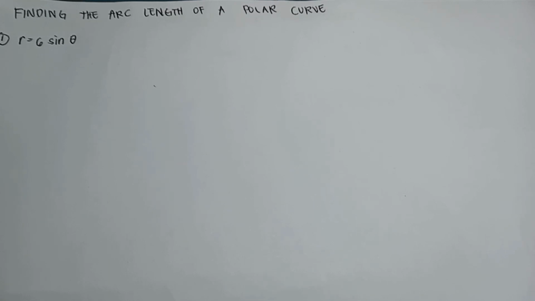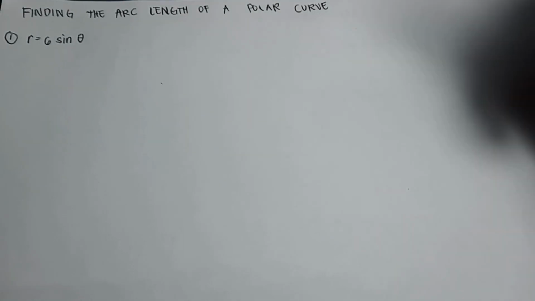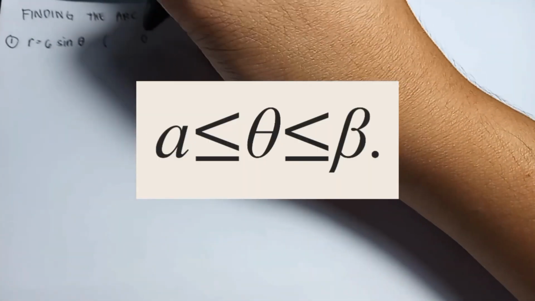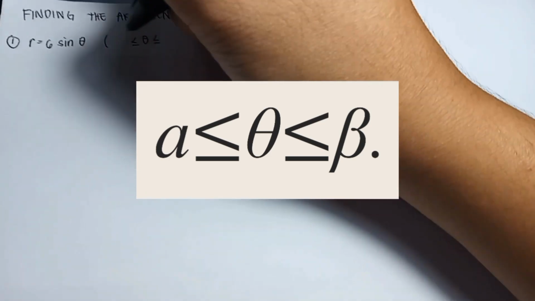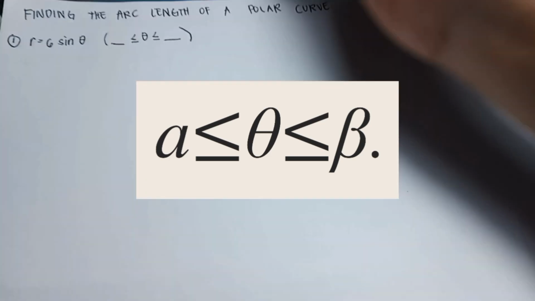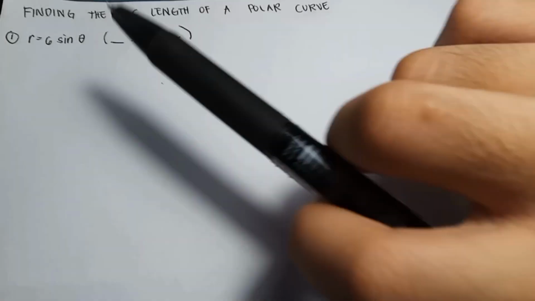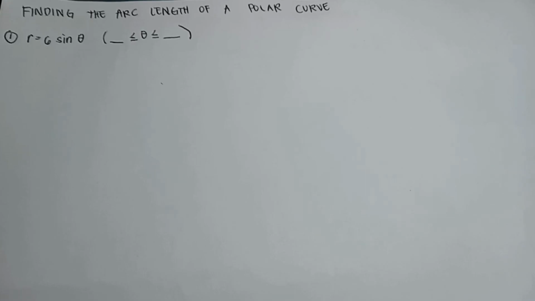Let's say we are trying to find the arc length of a polar curve with a given radial distance, or r, equal to 6 sine theta. So the theta here will serve as the direction of our polar curve. The first step is to find the theta interval. So we have theta is greater than or equal to alpha but less than or equal to beta. We're going to find the values of alpha and beta. The alpha will serve as the lower limit of our curve while the beta will serve as the upper limit.